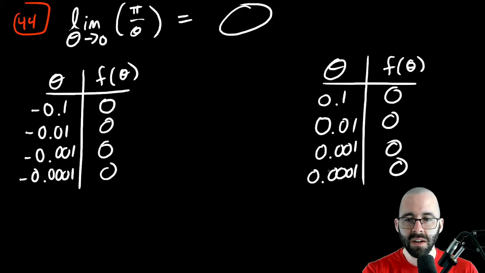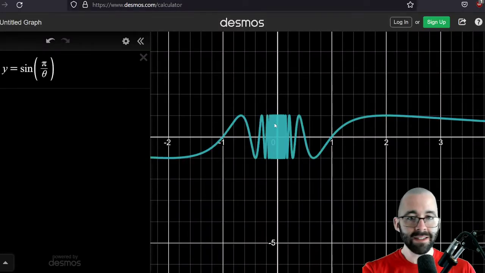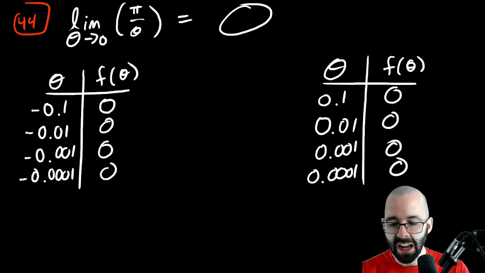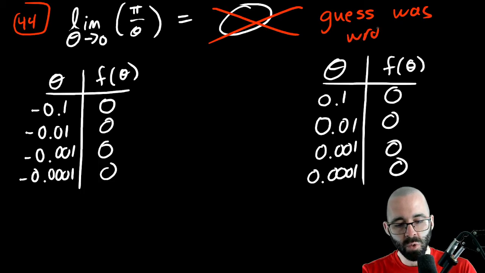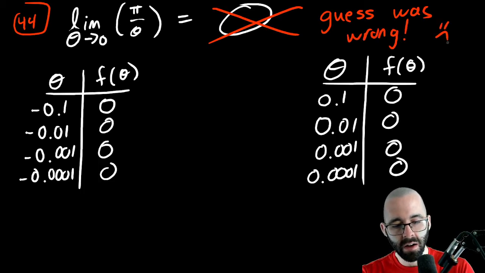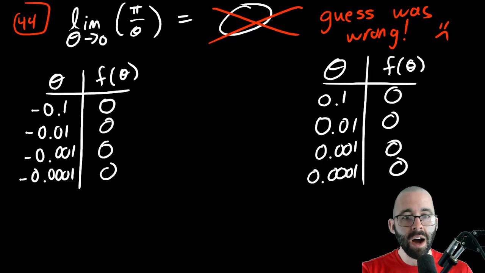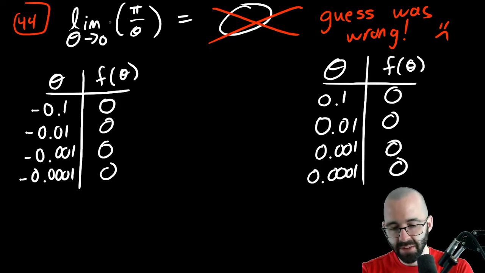So what's going on? The limit doesn't exist. This conjecture, our guess that we made from our table, is wrong. The guess was wrong. Why? Oh, I forgot my sine here.